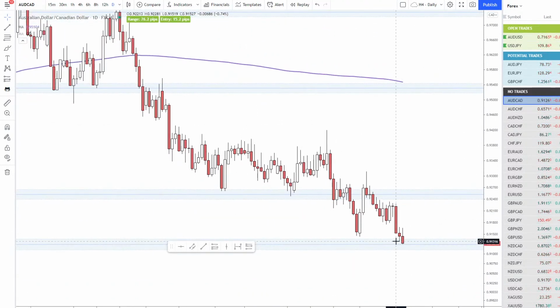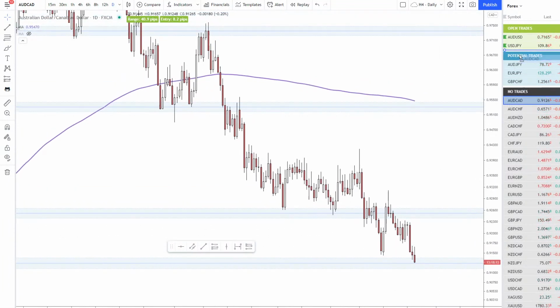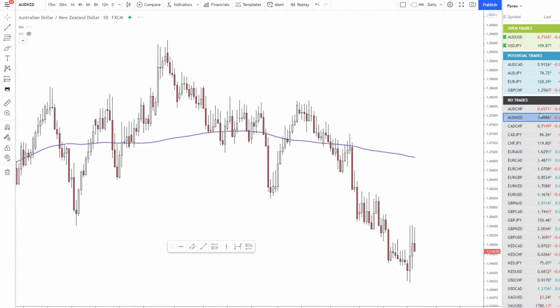AUD CAD popped down to support. I'll keep an eye on this one just for a break of this support area. Pullback, short trade potentially here. Maybe even a breakout trade. Probably leave this one until Monday too.